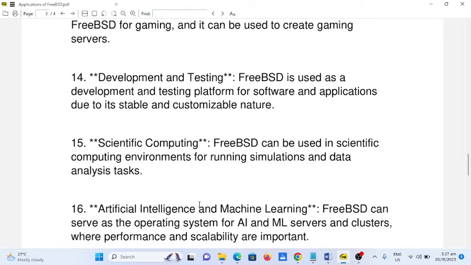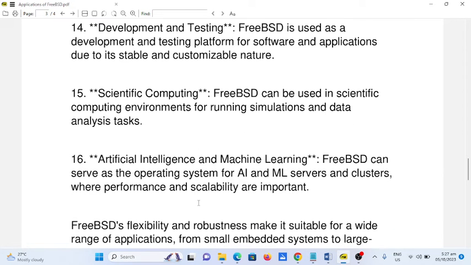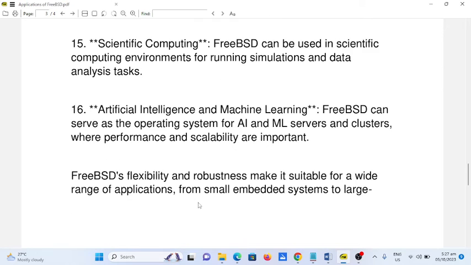Number 15, scientific computing. FreeBSD can be used in scientific computing environments for running simulations and data analysis tasks. Number 16, artificial intelligence and machine learning. FreeBSD can serve as the operating system for AI and ML servers and clusters where performance and scalability are important.